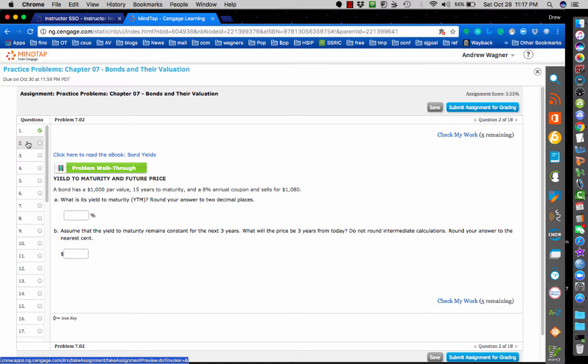So here we solve for the yield to maturity. So we're computing I, CPT, and then I. I'm getting 7.115, and 7.12 rounded off to the nearest 2 decimal places. And just to check there.